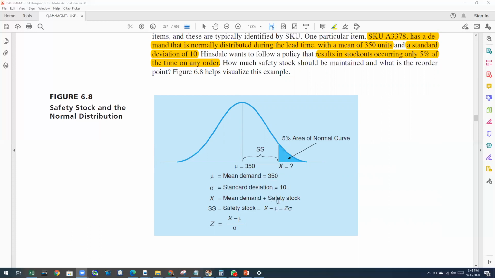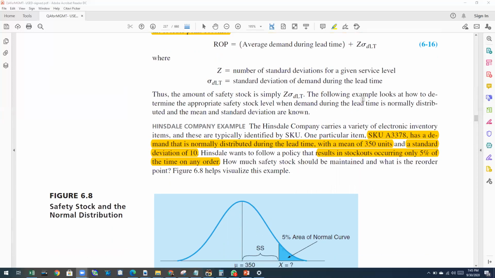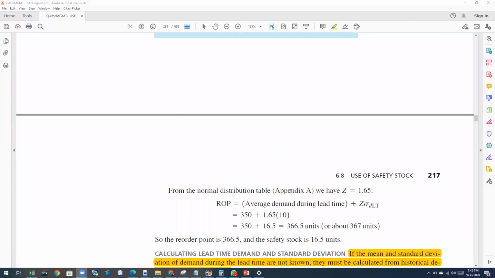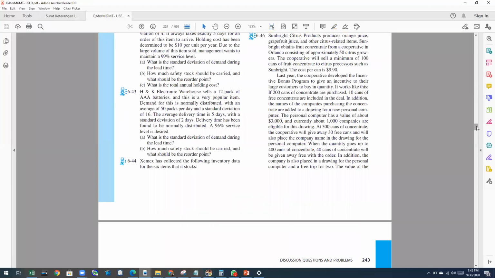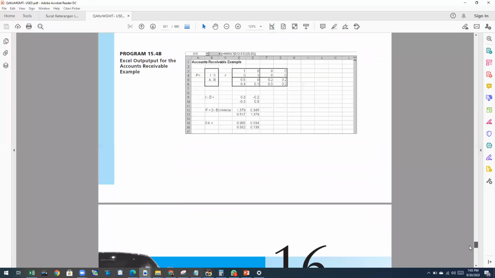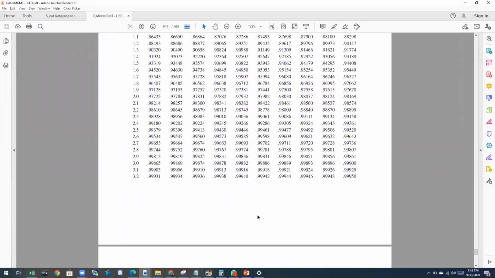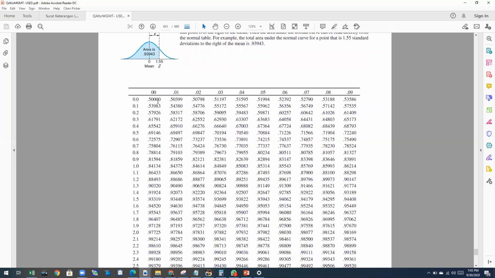Okay, we need to find the safety stock, and using this formula here, safety stock is Z times the standard deviation of demand during lead time. So we need to find what Z is. What we need to do is go to Appendix A, which is basically the normal distribution table. Okay, Appendix A. Now we need to look for 95% in the table.